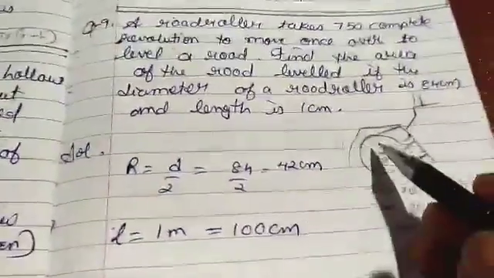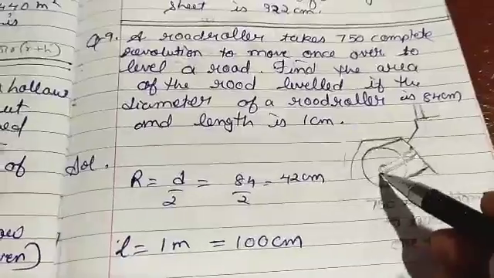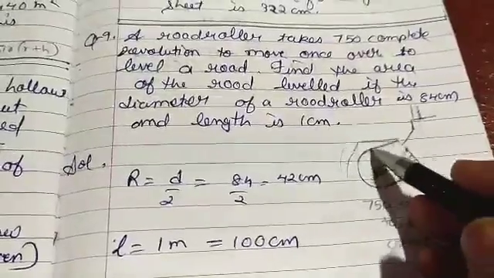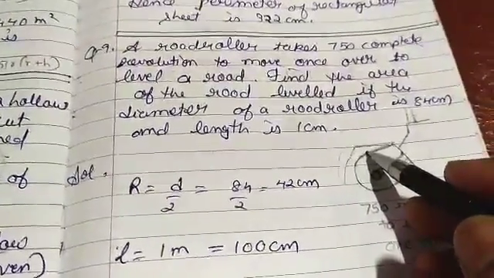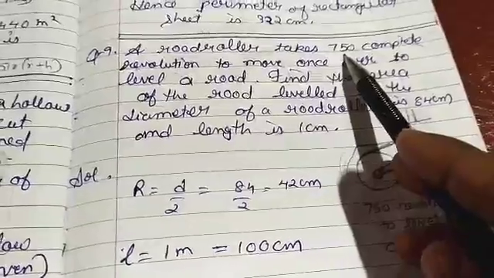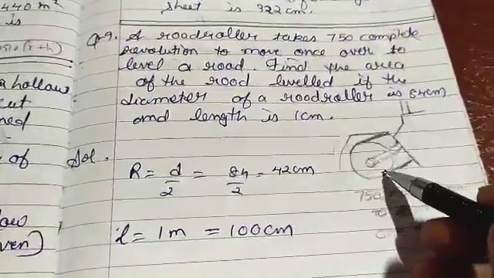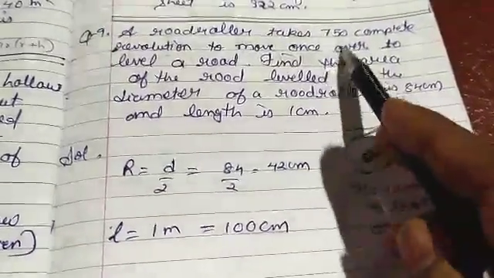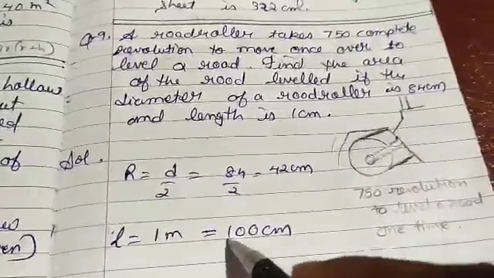So we are concerned with just the curved surface area of a cylindrical wheel. We are not concerned with the total surface area, as the side portion is of no use. Whatever the curved surface area of this road roller wheel is, we have to multiply it with 750 revolutions. So let us first find the curved surface area of the road roller wheel, meaning in one revolution how much area it will cover. Then we multiply with 750. The length is 1 meter, and converting it into centimeter, that is 100 centimeter. 1 meter equals 100 centimeter.